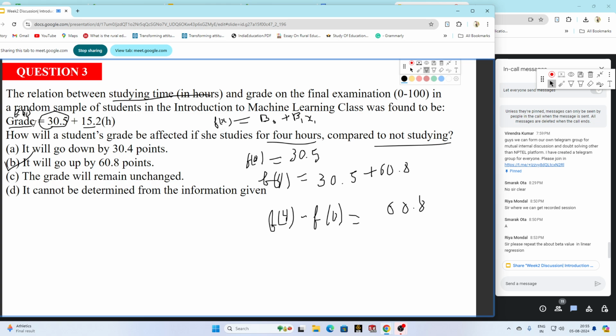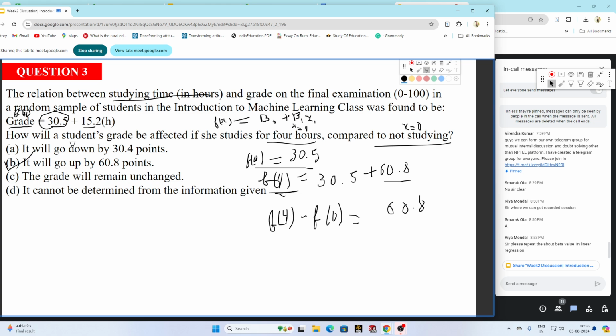Now it is asking how will a student's grade be affected if they study for 4 hours compared to not studying. Not studying means x equals 0. 4 hours means x equals 4. So when we put x equals 0, or calculate f(0), the answer will come 30.5, because 15.2 into 0 is 0. Now if we put x equals 4, or calculate f(4), that will be 30.5 plus 15.2 into 4, that means 30.5 plus 60.8.